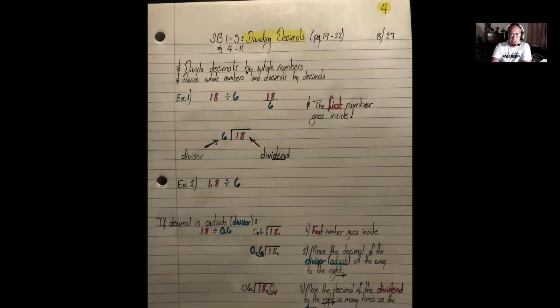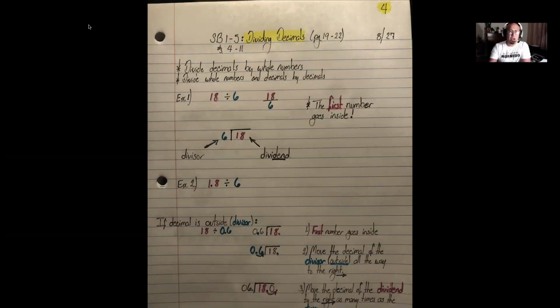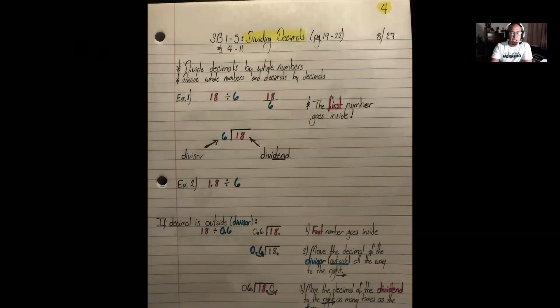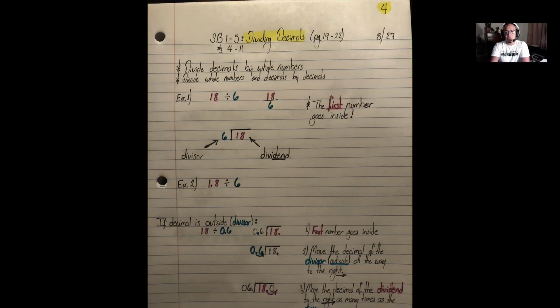So let me clear our screen. Today, ladies and gentlemen, as the title implies, firstly, we are going to divide decimals by whole numbers. In other words, we're going to start with a decimal, and then that decimal is going to be divided by a number that does not have a decimal. And our second objective today is that we will divide whole numbers and decimals by decimals. So this time, the decimal is going to be on the outside. That's going to make a little bit more sense in a little bit.